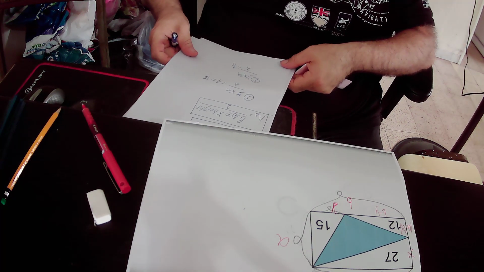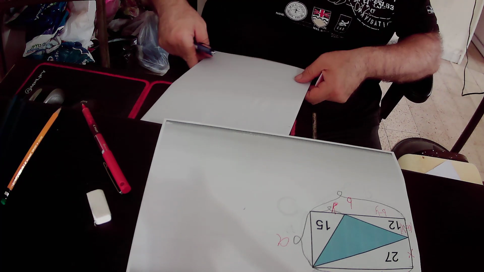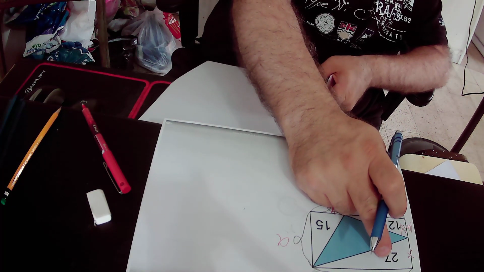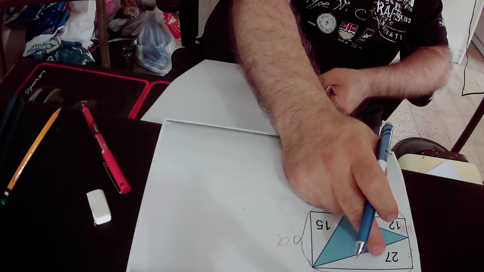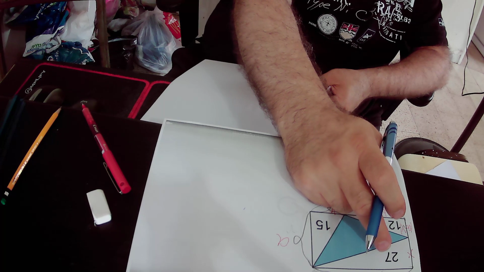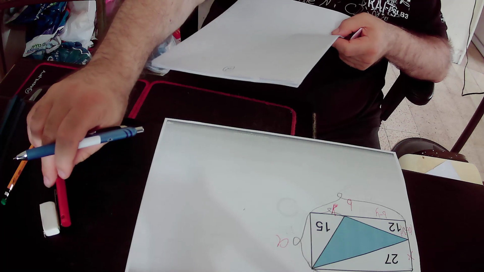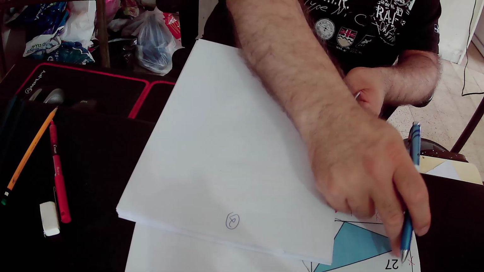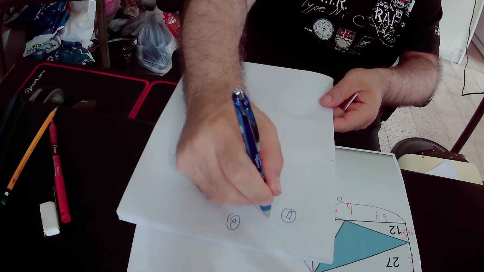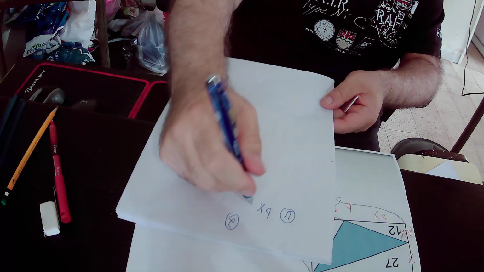Then we will calculate the area of this triangle. The area equals the base of the triangle, that is B, times the height, that is X. So the area of this triangle equals the base of the triangle, that is B, times the height of the triangle, that is X, divided by 2.